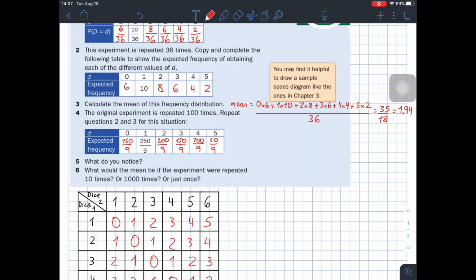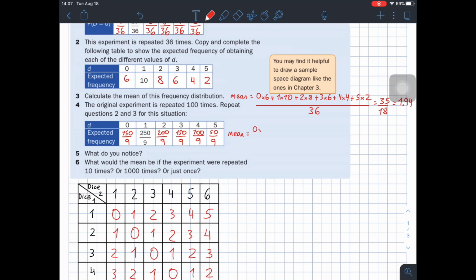So, what if I calculate now the new mean of this? To calculate the mean, I would do the same process, right? I would do 0 times 150 over 9 plus 1 times 250 over 9 plus 2 times 200 over 9 plus 3 times 150 over 9 plus 4 times 100 over 9 and finally plus 5 times 50 over 9. And all of this is being divided by the total amount of throws, which in this case is 100. If you calculate this mean, you would get this result.